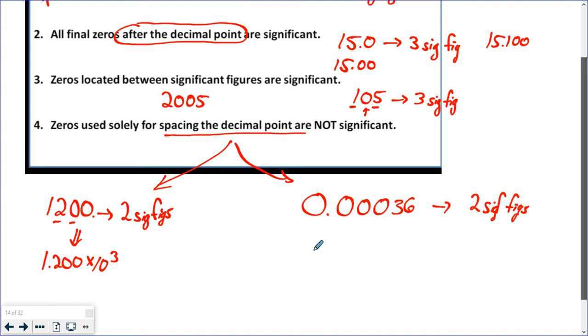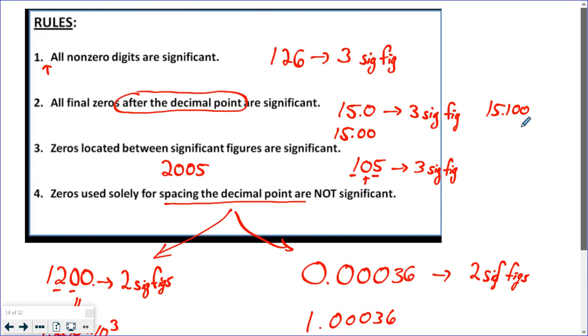But if I add a 1 in front of this, now all those zeros count because they're sandwiched, and this would have 1, 2, 3, 4, 5, 6 significant figures. So those are your rules. I hope that makes sense to you. We're going to use these rules to keep track of precision when we do math.